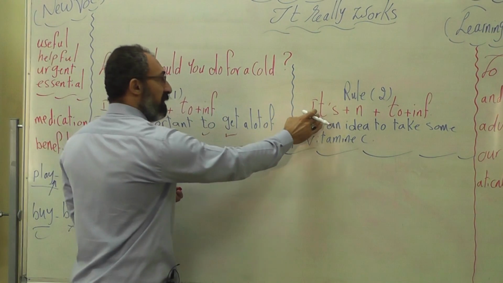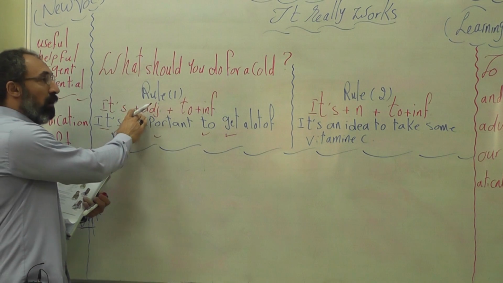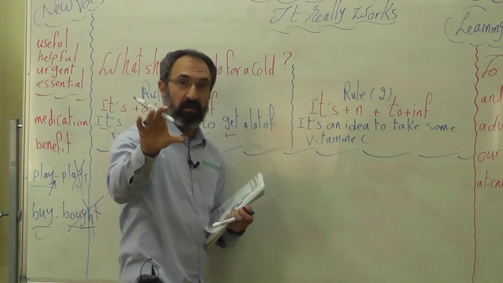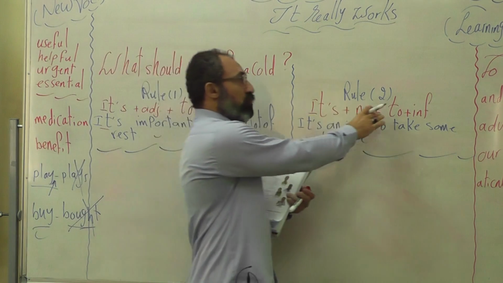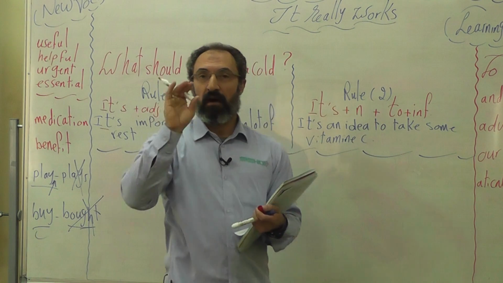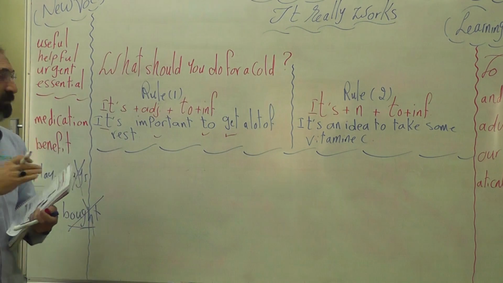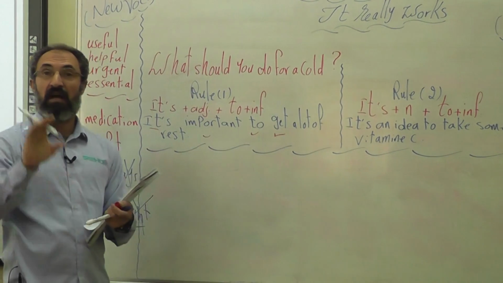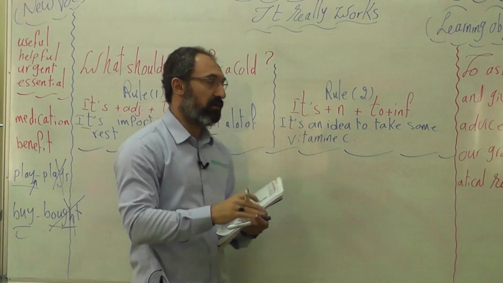Also here I have to start with it's. Then adjective. Here I don't have an adjective, but I have a noun, okay? Then to plus infinitive. Here to plus infinitive. So the only difference between the two grammatical rules is here we have an adjective. On the other hand, we have a noun.